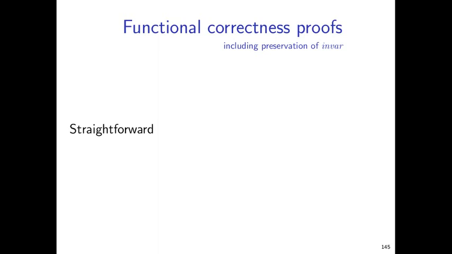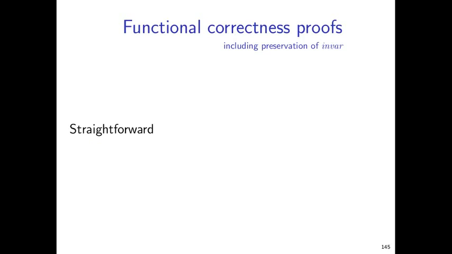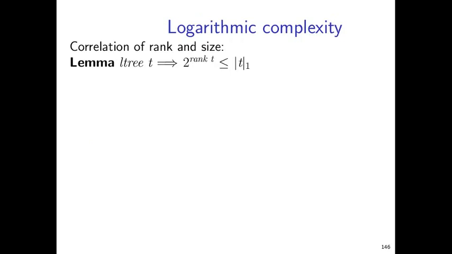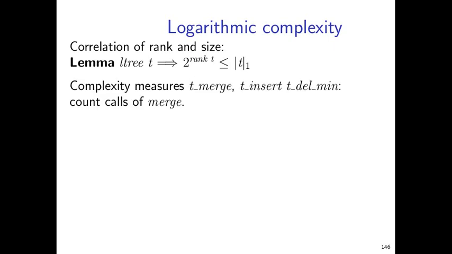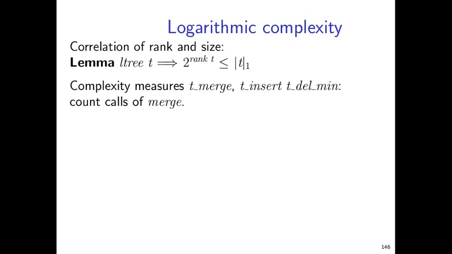Any questions so far? Yeah, so the functional correctness proof and preservation of the invariant is actually straightforward. It's not much more than induct auto. So the complexity, so we already had this. And this gives us the complexities.